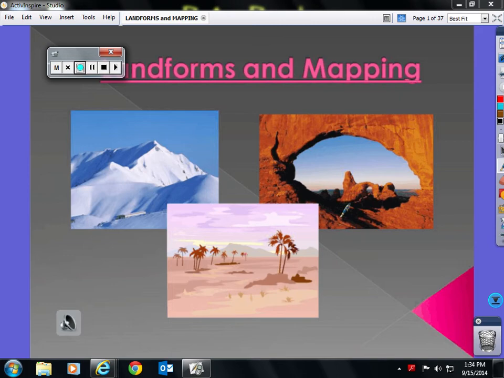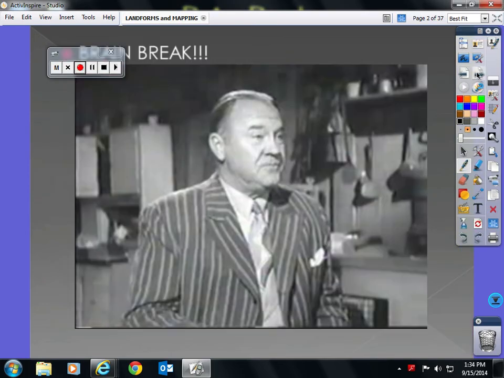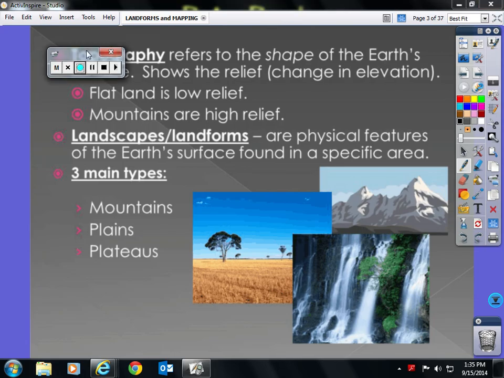Okay, so we're going to do mapping and landforms. Let's see if I can move this.